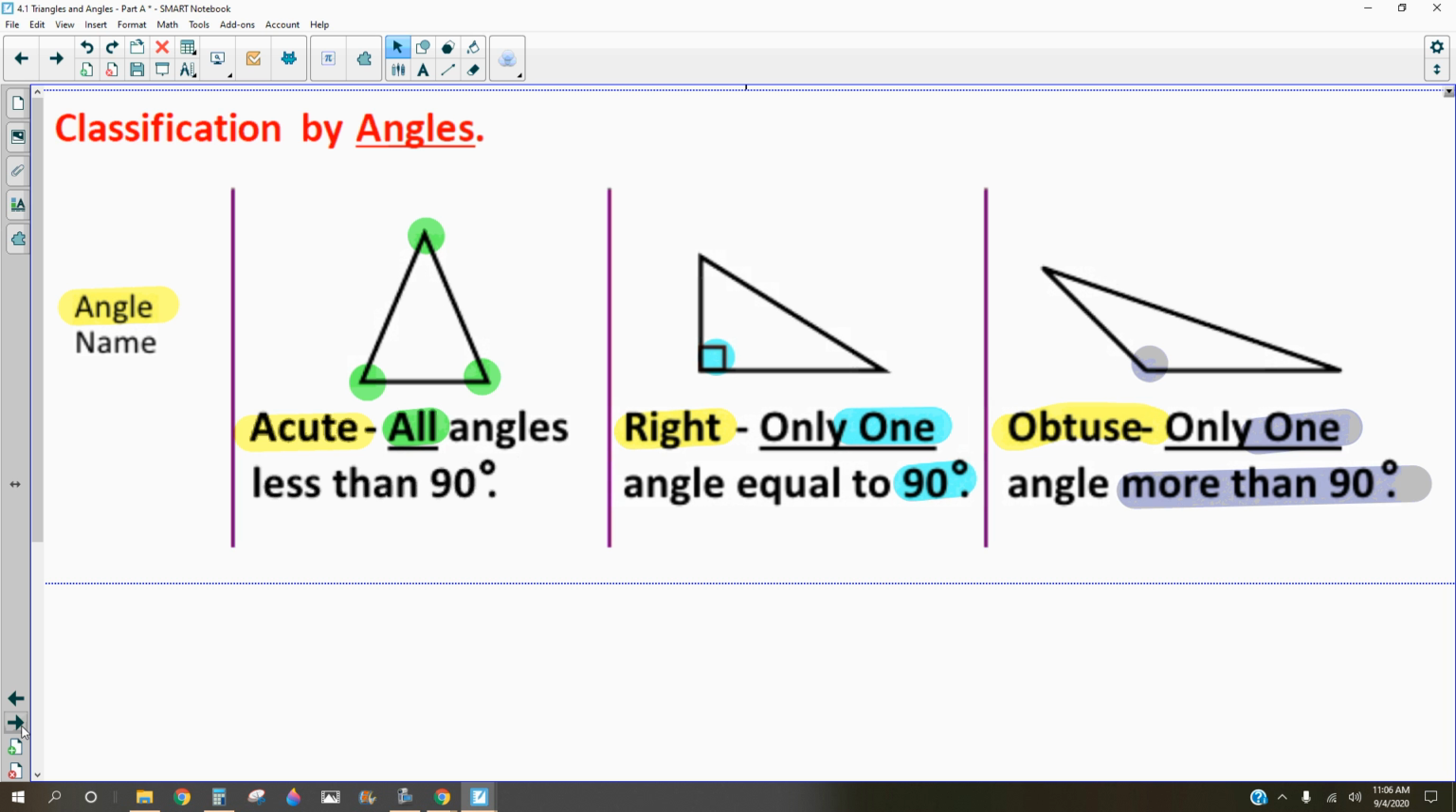When we name a triangle for its angles, it will get one of these three names. If all the angles are less than 90, we say it is an acute triangle. If there is a 90-degree angle somewhere in the picture, we call it a right triangle. If there's an obtuse angle somewhere in the picture, we say it's an obtuse triangle.